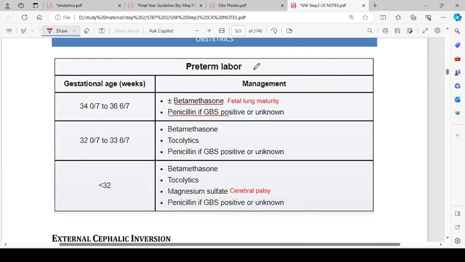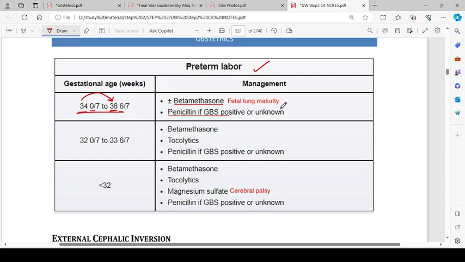Then there is another table about preterm labor. Okay, so it is between 34 and 36 weeks, right? It is like 34 weeks and 0 days to 36 weeks and 6 out of 7 days. So between the 34th and 37th week.